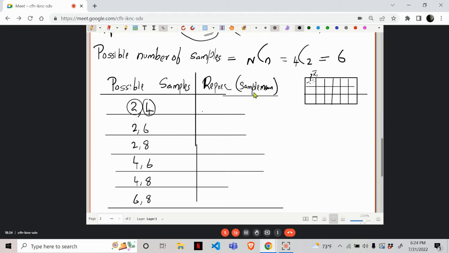What is arithmetic mean, Sushmita? 3. Add them, divide by 2. Come on. 3. Next. 4. Next. 5. Next. 5. Next. 6. Next. 7.